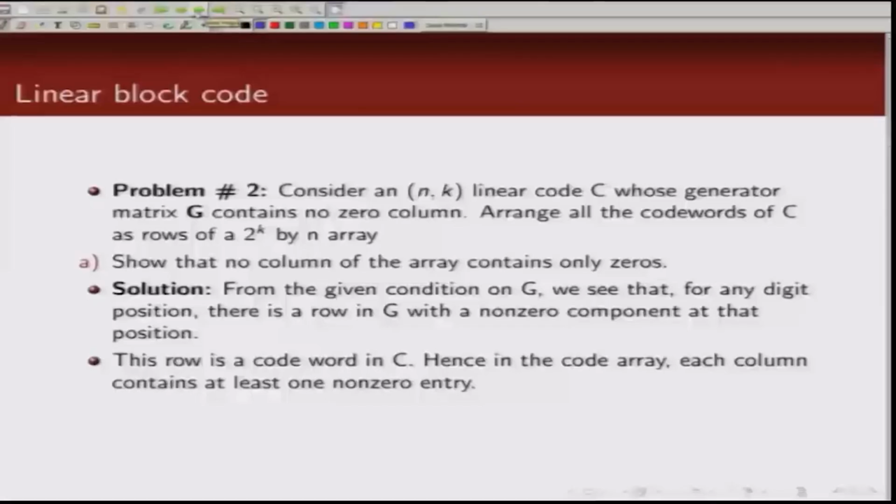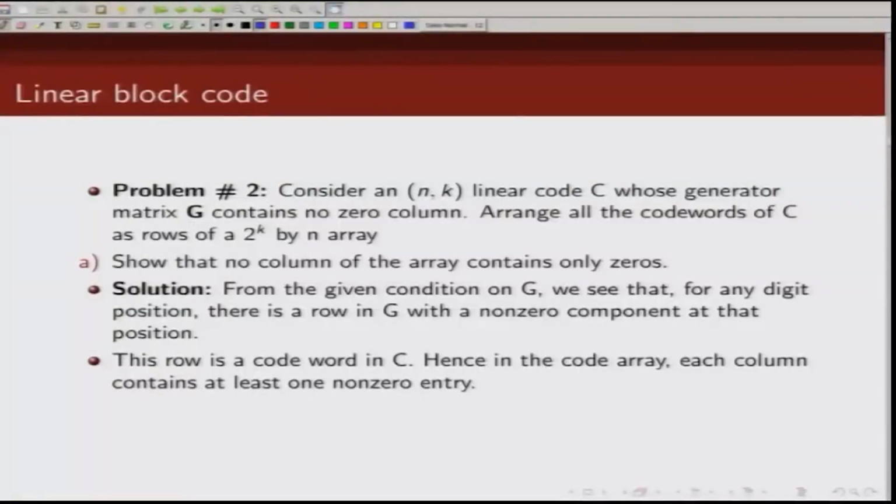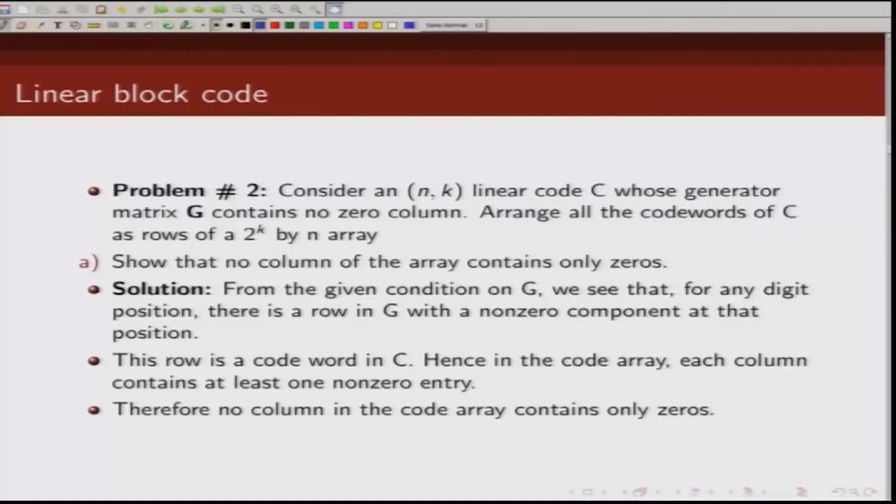And since the generator matrix does not contain any 0 column, each of these rows can be looked upon as a code word in C. So when we generate the code words using this generator matrix in this code array, each column will have at least one non-zero entry. This follows from the fact that our generator matrix G does not contain any 0 column, and hence no column in this code array will have all zeros.